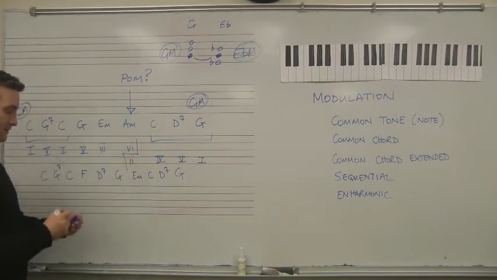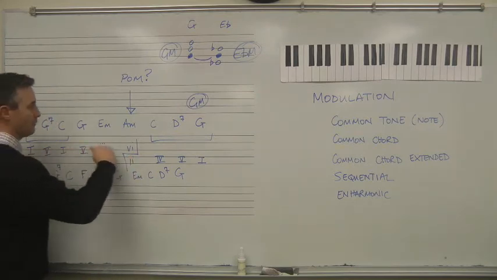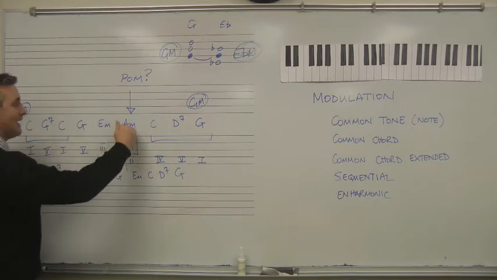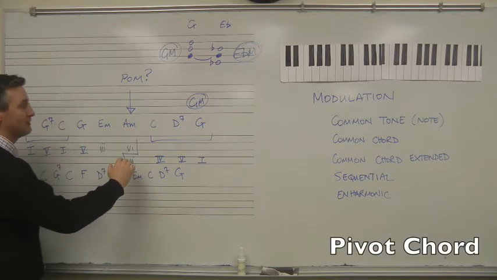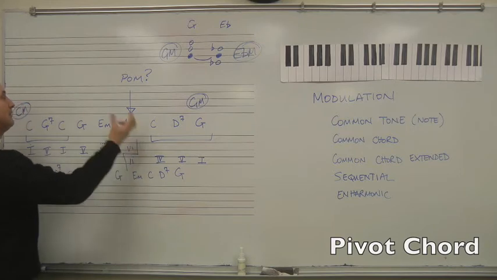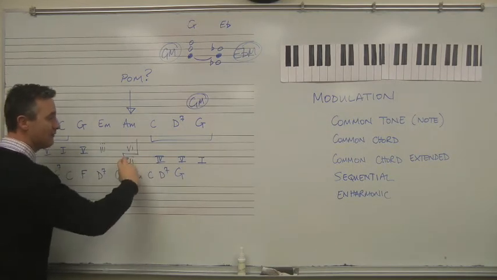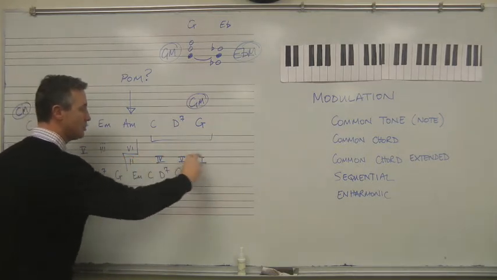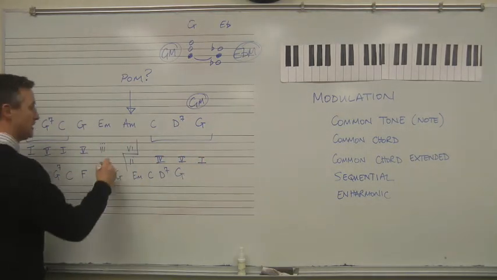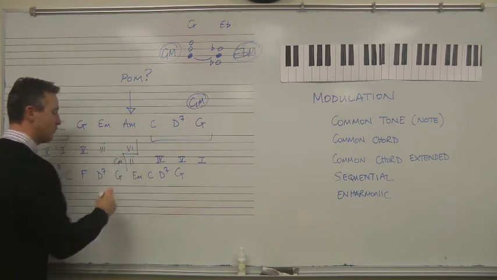So we might be able to say, up until this point we're clearly in C major, then the A minor chord is a pivot chord. It is a chord that exists in both the old key and the new key. And at that point we kind of pivot down, and now we analyze everything in the new key of G major. We are in G major from this point on.